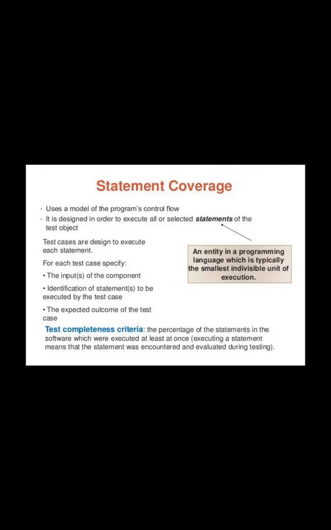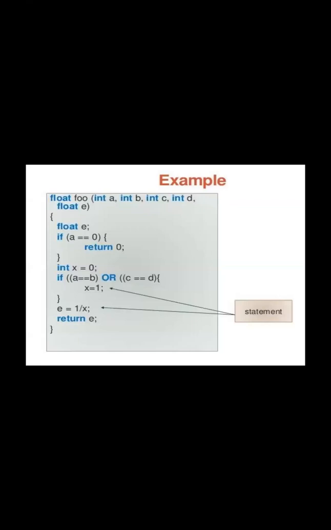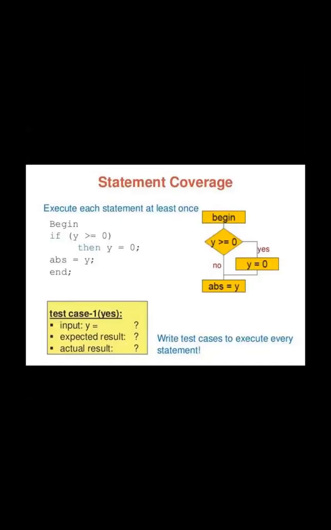A statement is typically the smallest individual unit of execution in the programming language. Each and every statement in your project can be tested by using the control flow graph. So what does a statement mean? x equal to 1 is an assignment statement, e equal to 1 by x is also an assignment statement. Each and every statement in your project will be tested using the control flow graph.